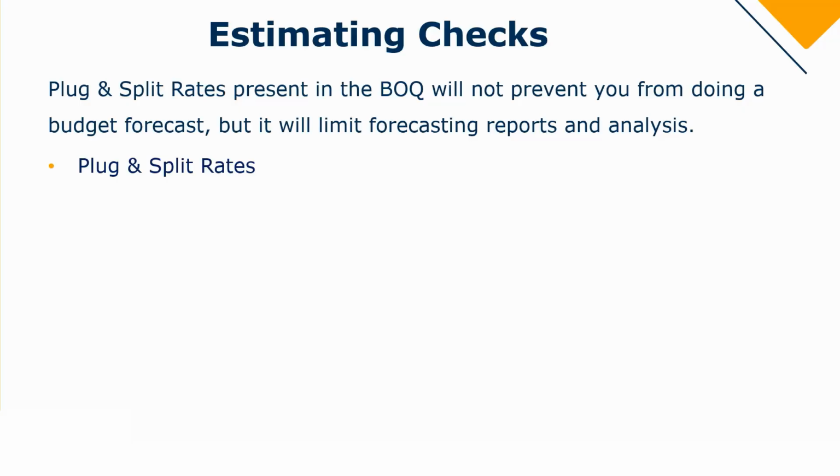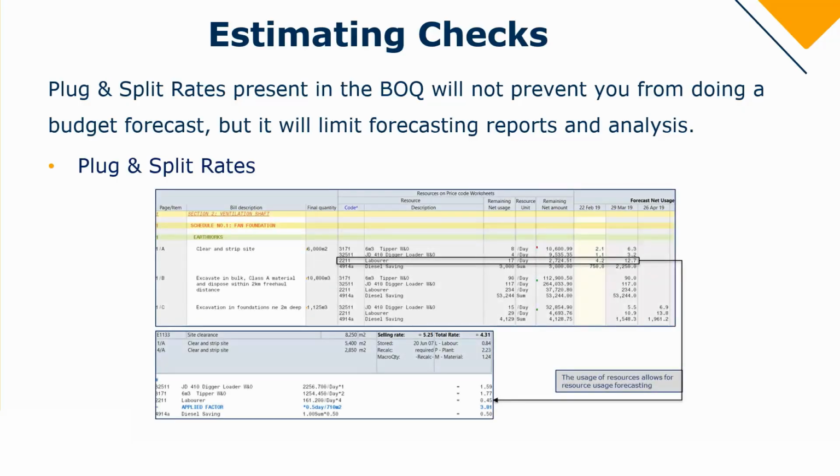The only issue with this is that by having plug or split rates, you won't be able to produce a resource usage forecast. In this case, like what we see on screen, we have our bill of quantities. If I had made use of the first principle pricing method, where I would price each and every bill item using resources, I am then able to forecast these resource usages.